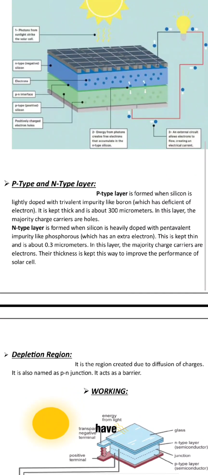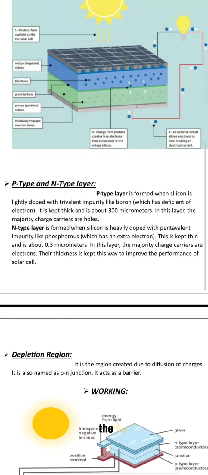And I hope I have written it in very simple words that even you can easily understand it. But to simplify it to another extent, I'm going to say that p-type layer is simply silicon that is doped with a trivalent impurity, boron. Boron is a chemical that is deficient of electrons. That means it has holes, and it is kept thick, about 300 micrometers.